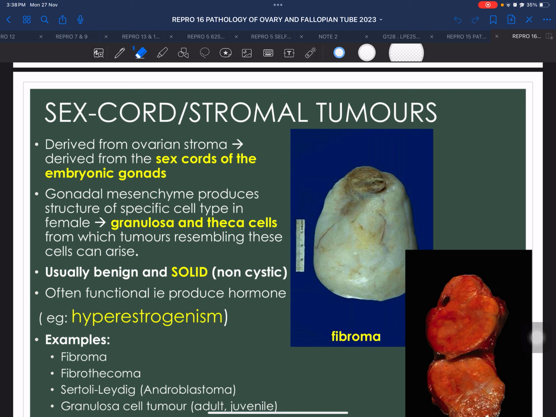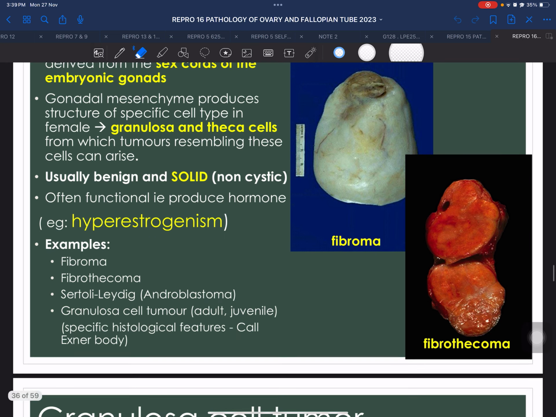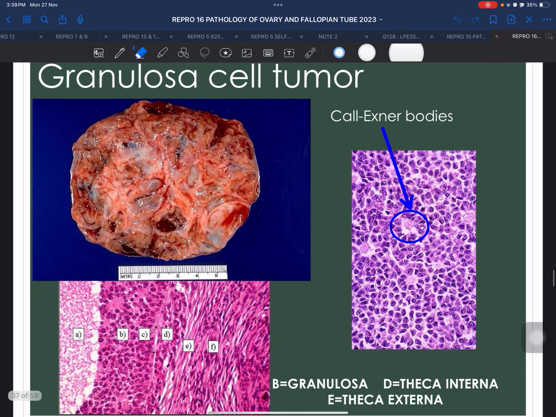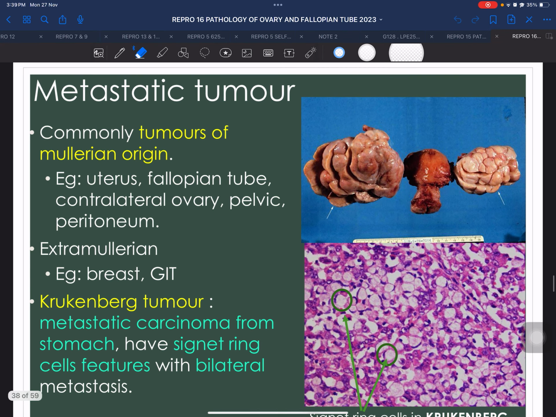Okay, granulosa cell tumor is the tumor that has a malignant potential, which derives from the sex cord stromal tumors. Okay, so this is the appearance of granulosa cell tumors. Okay, the next group of tumors in the ovary is metastatic tumors.